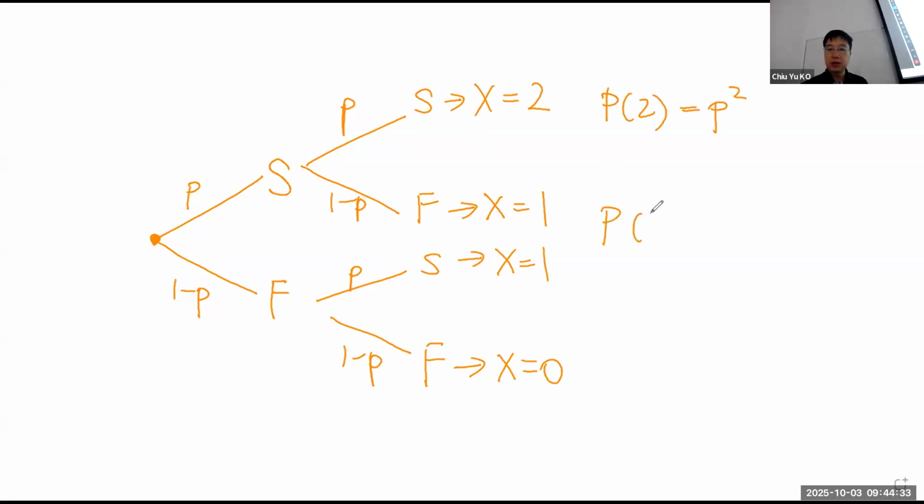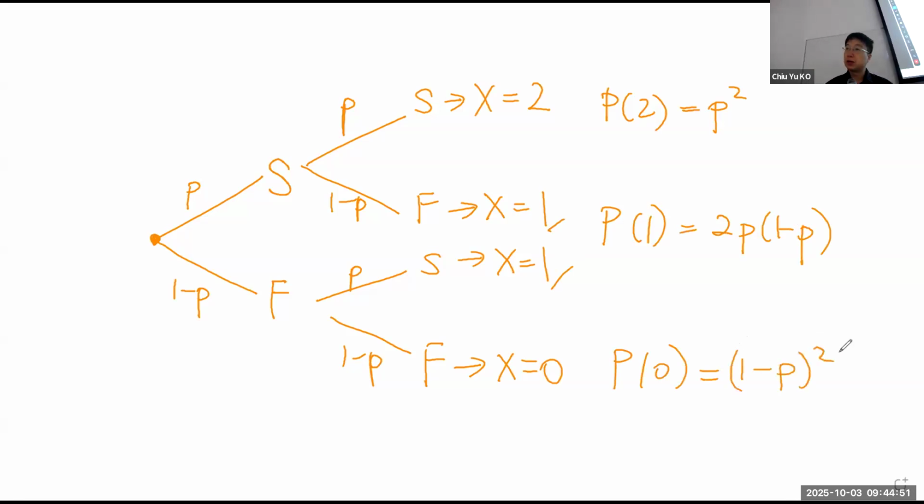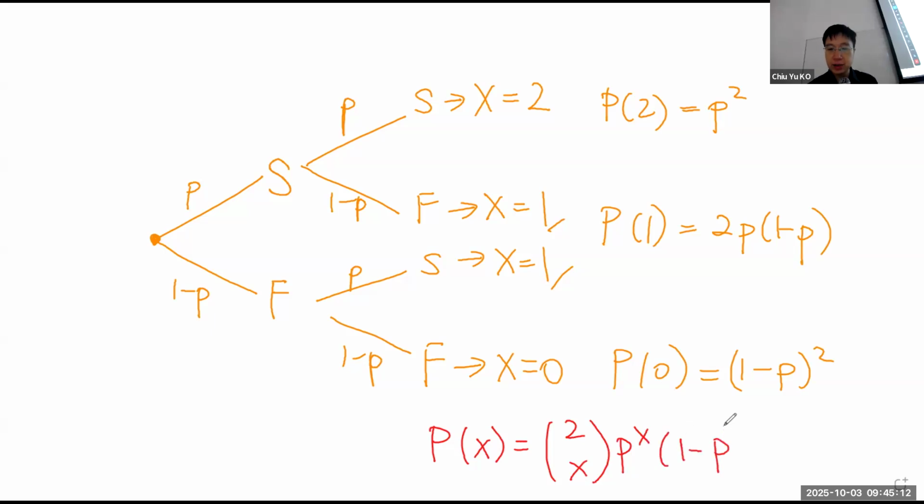What about P equal to 1? It's going to be 2, P times 1 minus P. Why 2 here? Because you have these 2 correspond to x equal to 1, right? And P0 is 1 minus P squared, right? And this would be holding in general to be true by the formula like this, right? This is the formula. If you write it, just P of x is equal to 2Cx, p to the x, 1 minus p to the 2 minus x.